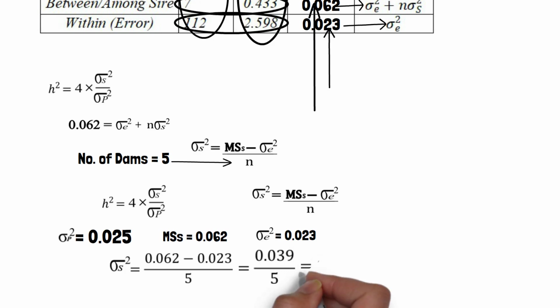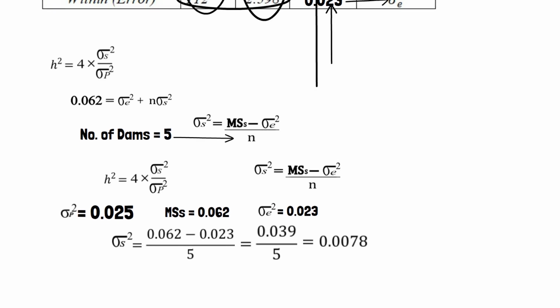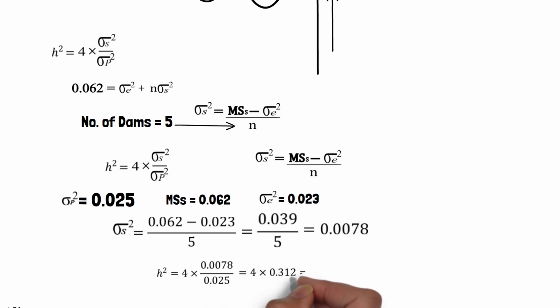divided by 5 equals 0.0078. Therefore, h square equals 4 times 0.0078 divided by 0.025, equals 4 times 0.312. H square is equal to 1.248. Although this is not intuitive because h square, from the note, ranges from 0 to 1, this is just theoretical.